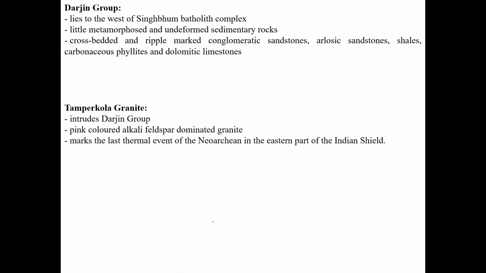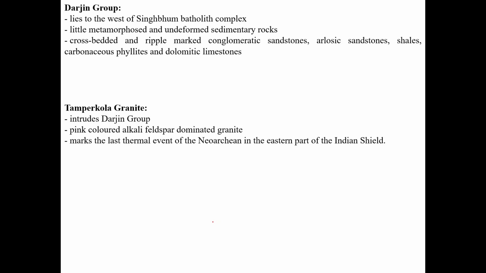It is overlain by the Dhanjori group, which lies to the west of the Singhbhum batholith complex or Singhbhum granite. These are slightly metamorphosed and undeformed sedimentary rocks, platformal sequences. Cross-bedded and ripple-marked conglomeratic sandstone, arkosic sandstone, shales, carbonaceous phyllites, and dolomitic limestones are there.